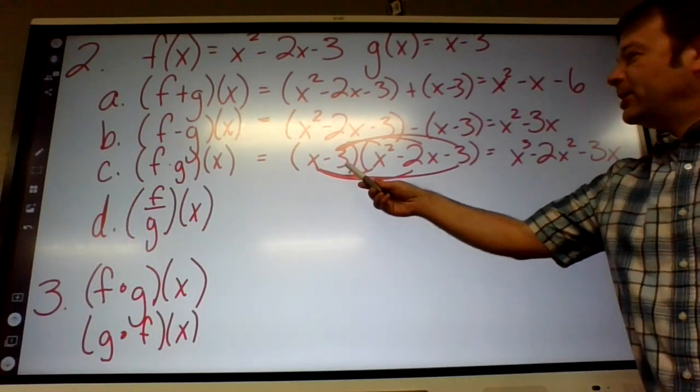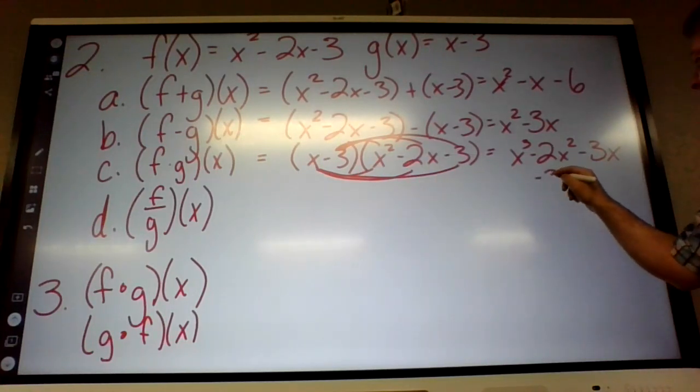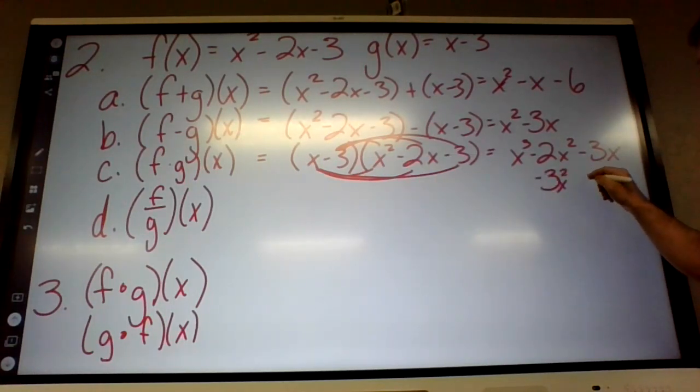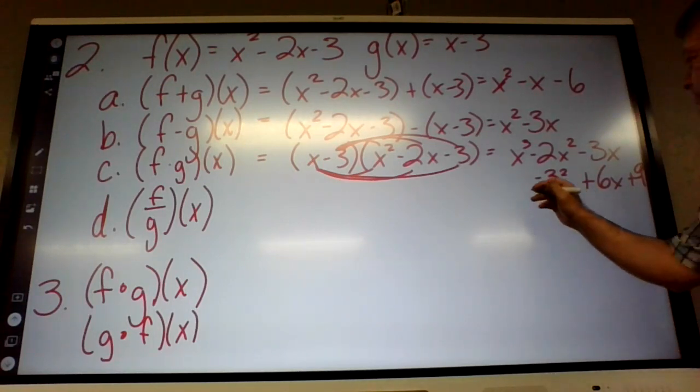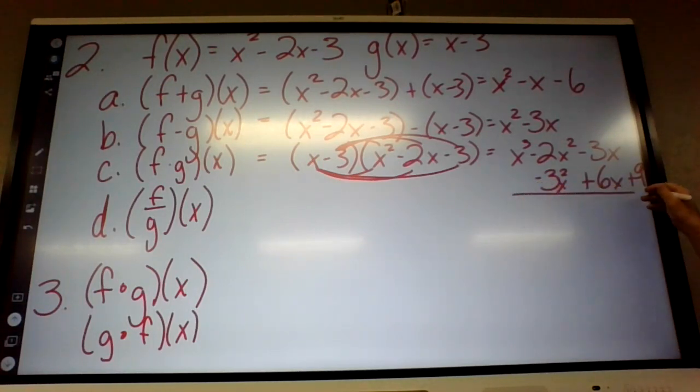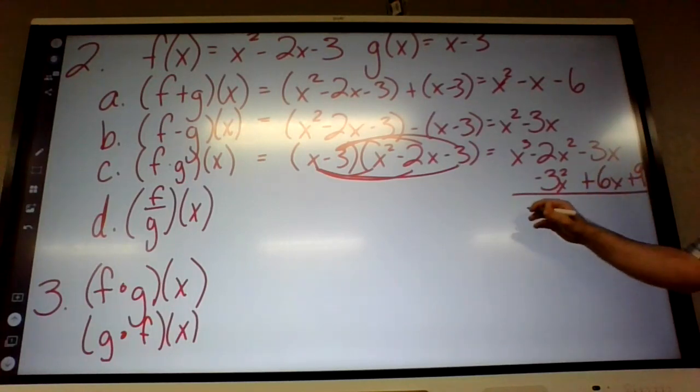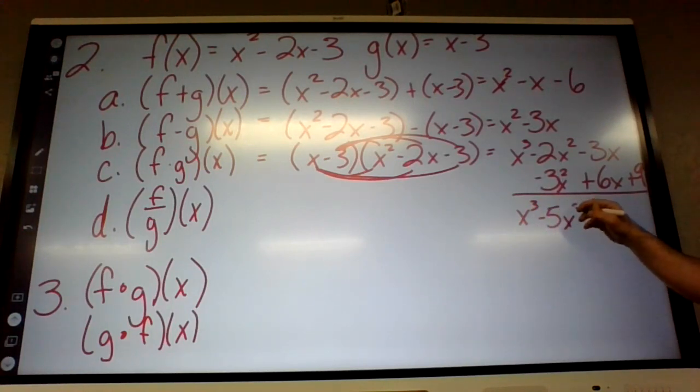If we multiply by negative 3, and then I kind of wrote it so that the like terms were stacked. Not that it matters, but then you add the like terms together.